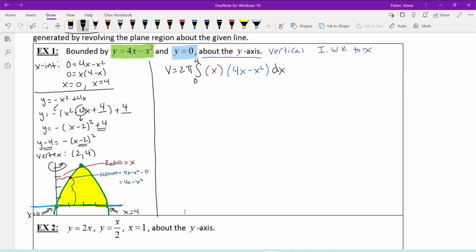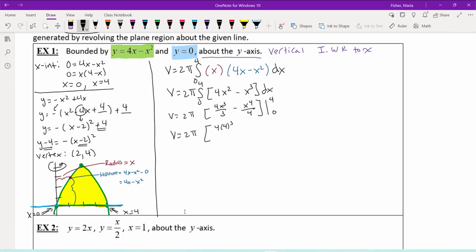Now we'll have to distribute before we integrate. If I distribute the x, I have 4x squared minus x cubed dx. Integrating, we have 4x cubed over 3 minus x to the 4th over 4, and this gets evaluated from 0 to 4. Plugging in those limits of integration, we have 4 times 4 cubed over 3 minus 4 to the 4th over 4, and if I plug in zeros, both of those terms will just be 0.